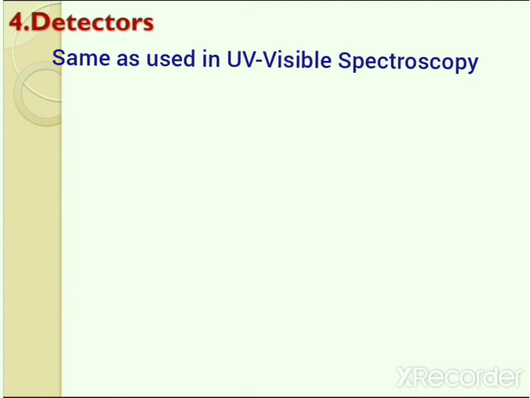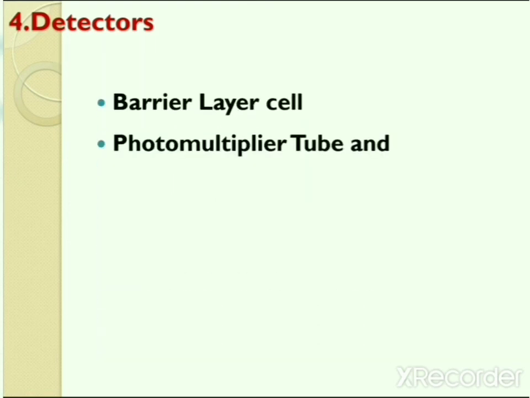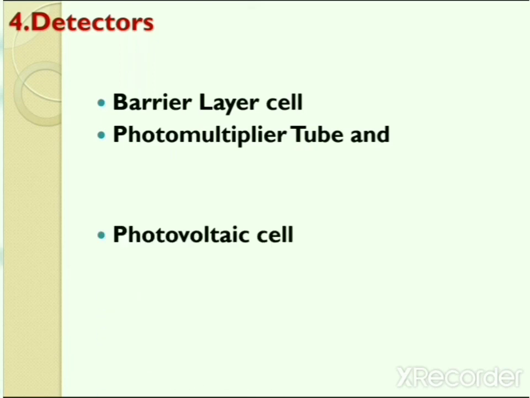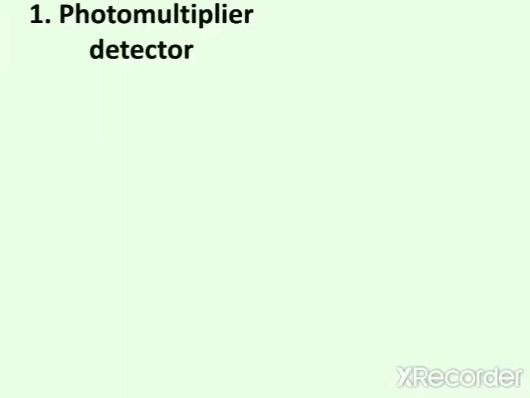Last important part of the instrument is detector. Various detectors used in fluorimeter are barrier layer cell, photomultiplier tube, and photovoltaic cell. As the name suggests, photomultiplier detector works on the fundamental of multiplication of photoelectrons. The principle employed in this detector is multiplication of photoelectrons by secondary emission of electrons. This multiplication of photoelectrons results in increase in the signal strength.